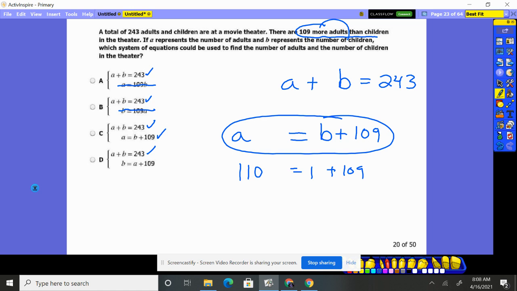And we could even look here. Here, B's representing children. Children is not going to equal the number of adults plus 109 more because there's 109 more adults, so it doesn't make any sense. So this is the case. Choice C is our answer here.